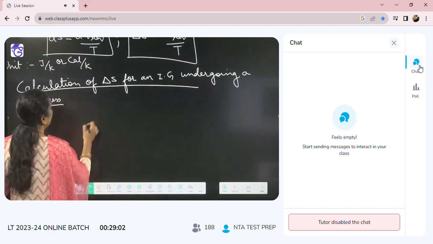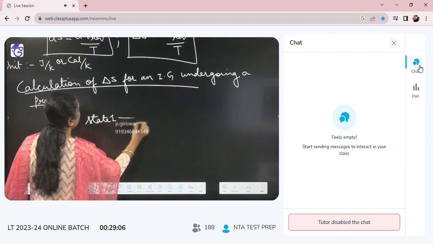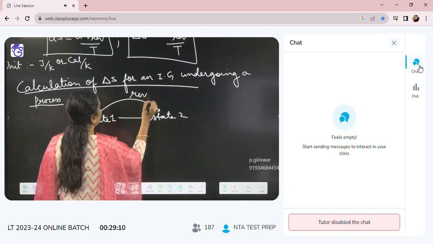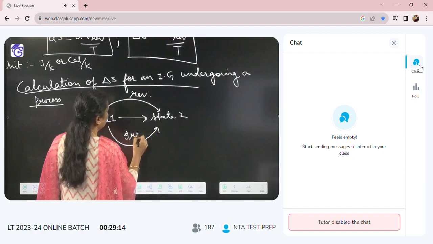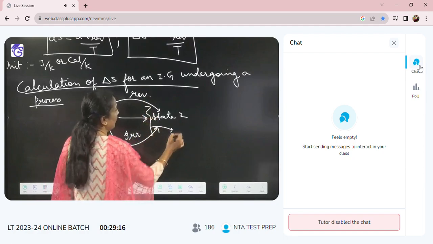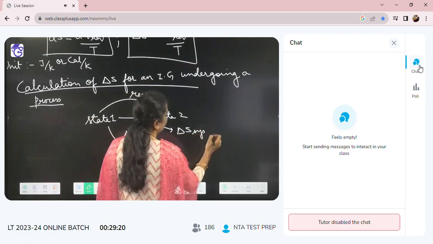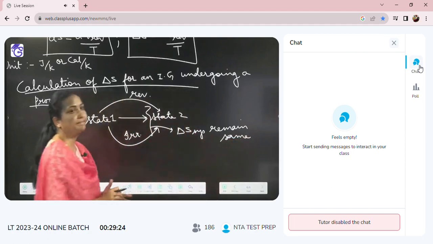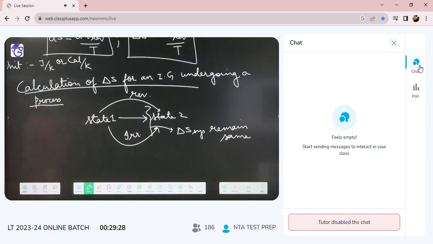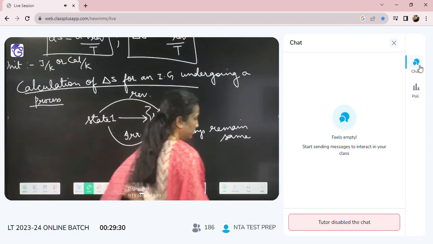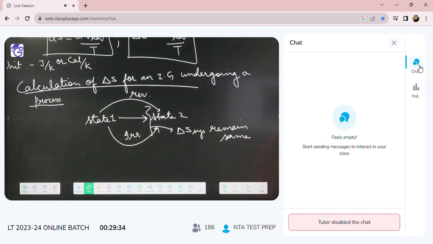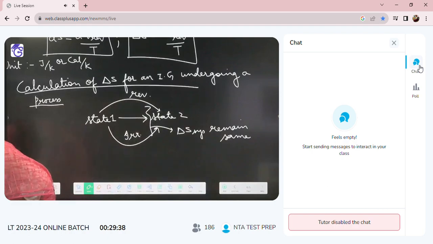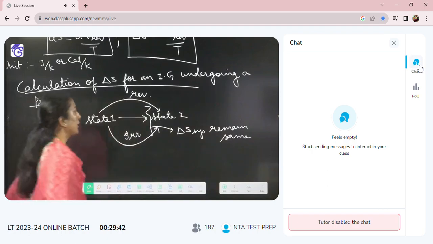So the thing is, undergoing a process means the system is changing its state from one state to another state. It can do so by a reversible path, and it can also do so by an irreversible path. Whatever the path followed, delta S system is not going to change here. Why is delta S system not going to change here? Correct. Because S is a state function.